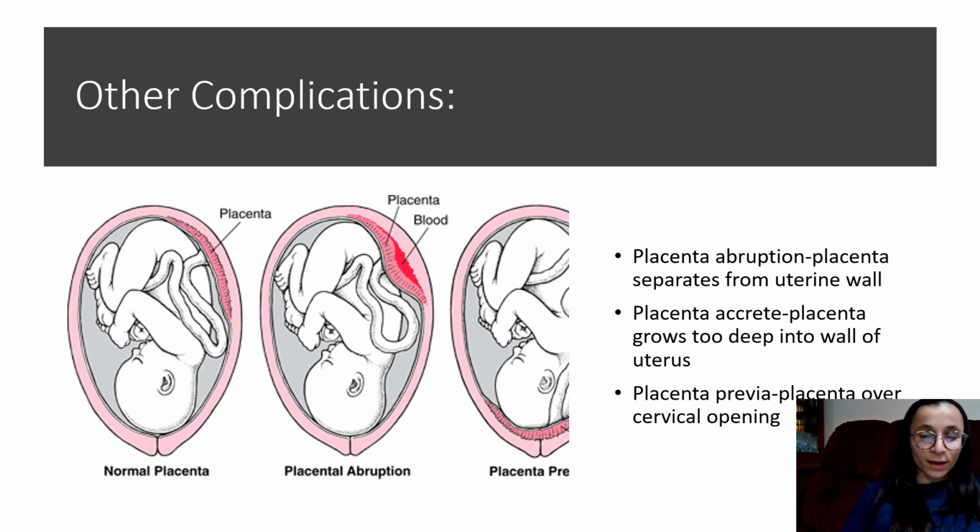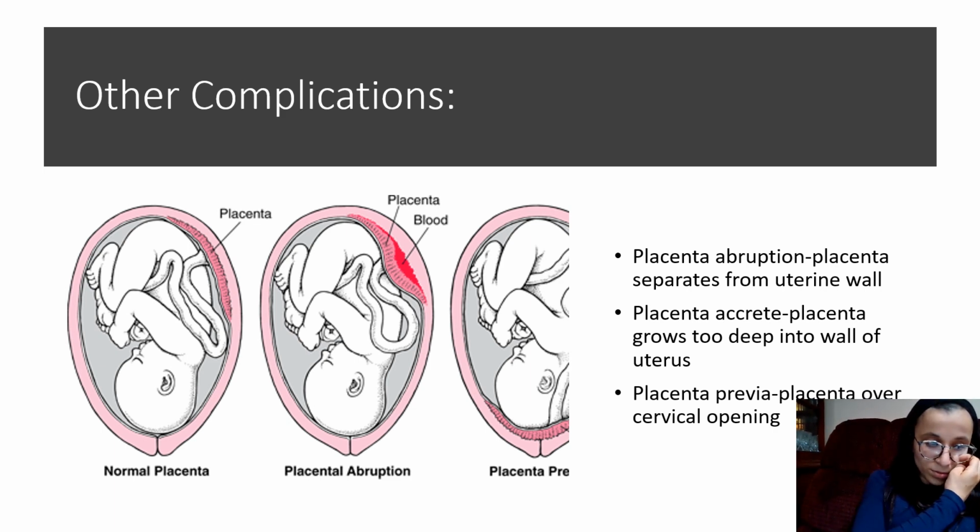So in quick, the short thing between them is: placenta abruption, the placenta separates from the uterine wall, as you see from here. Placenta accreta is when the placenta grows too deep into the wall. And placenta previa is when the placenta, as you see over here, is over the cervical opening.